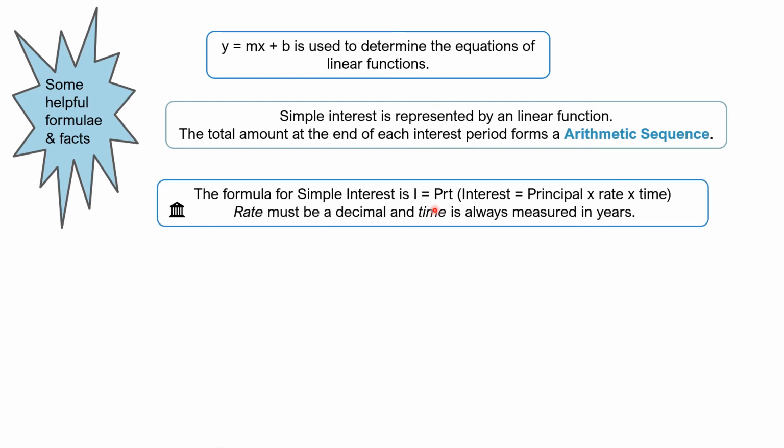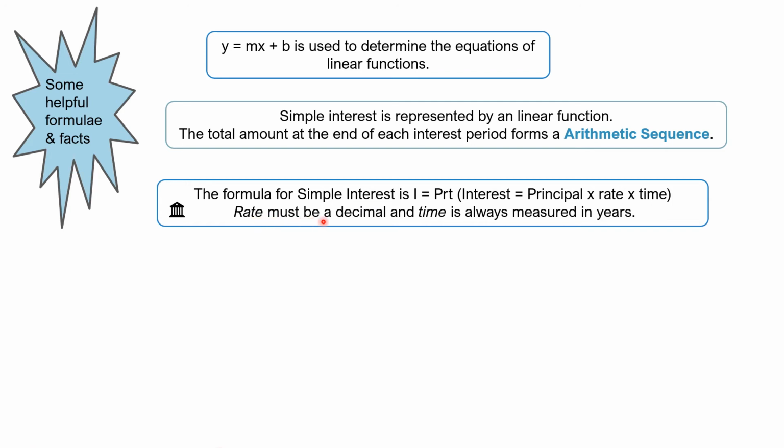The formula for simple interest is capital I for this one. Capital I equals P times R times T, where your interest is equal to principal times rate times time. So this capital I is different from the first screen. We had terminology, we used a lowercase I. That lowercase I is a little different. We'll talk about that. So the capital I is the formula for simple interest that we're going to use.